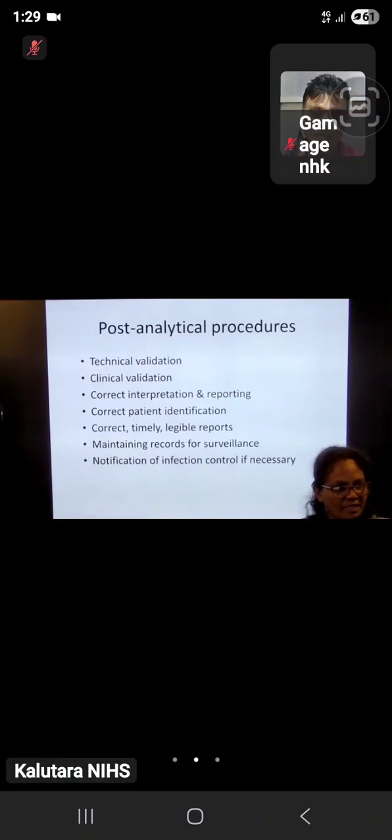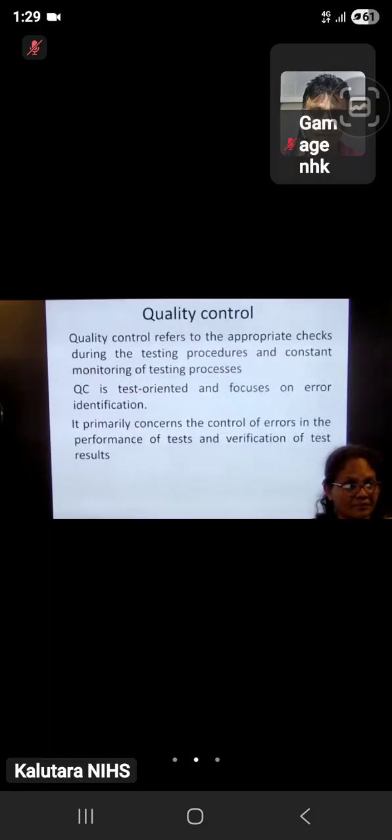Now, so far we have discussed quality assurance and internal quality control. So internal quality control measures can be divided into three parts: pre-analytical process, analytical process, and post-analytical process. Now we come to another term, that is quality control. Quality control refers to the appropriate check during the testing procedure and constant monitoring of the testing process.